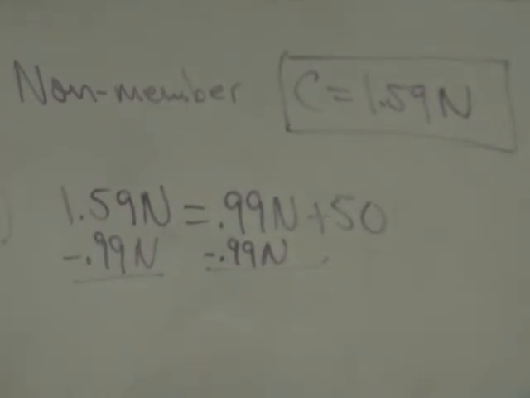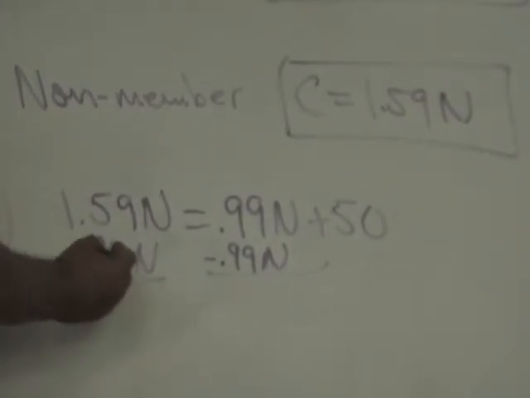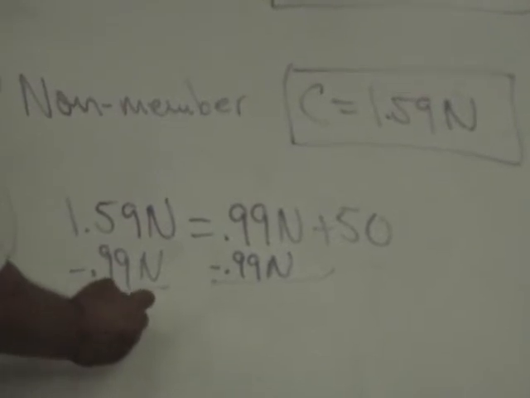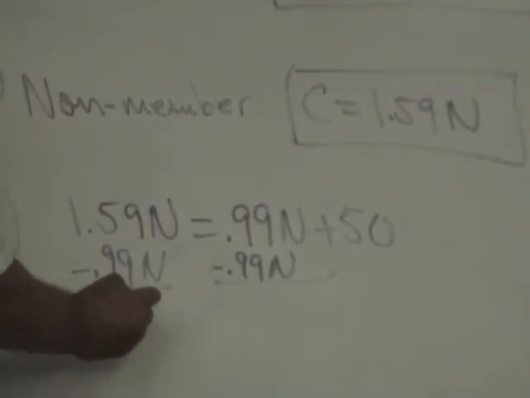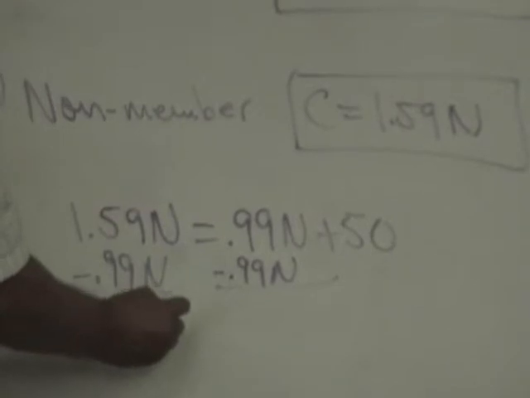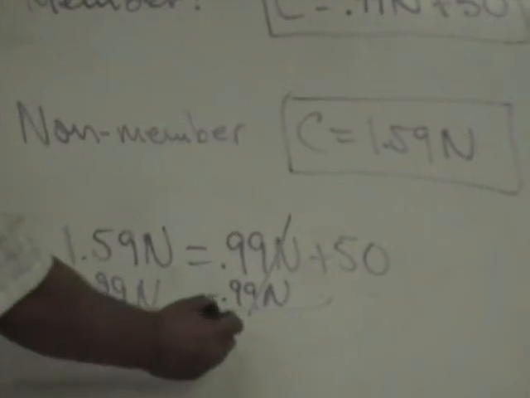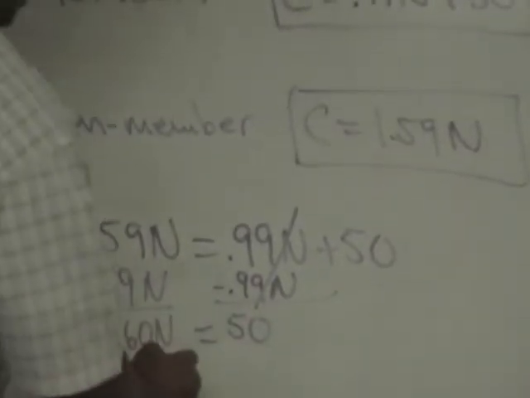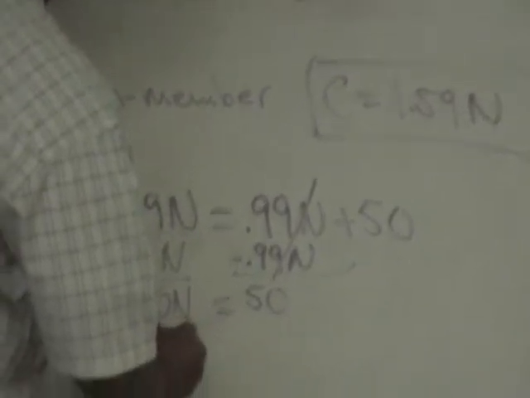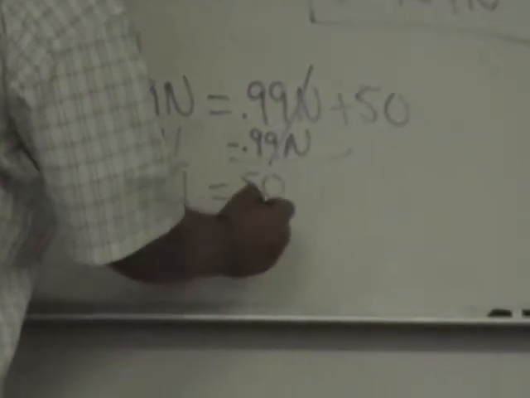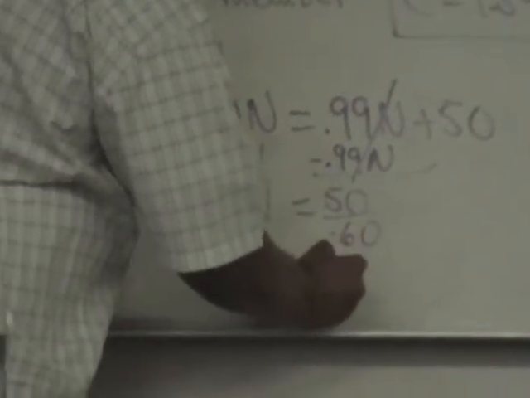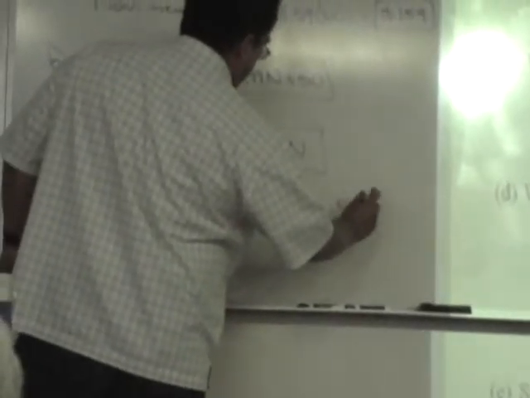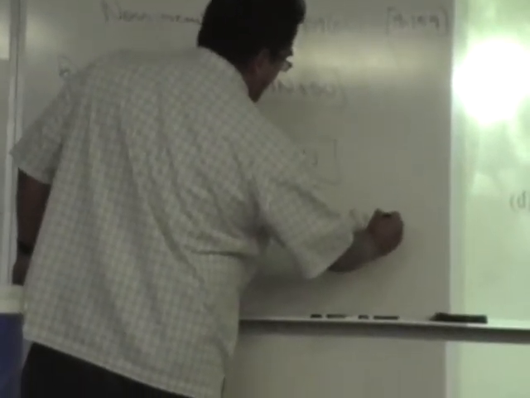What is 1.59 minus 0.99? 0.60. Okay, 0.60n or 0.6n. Here the 0.99n's cancel out, equals 50. How do I solve for n? You divide by 0.60 or 0.6, however you wrote it. Punch it in your calculator, and you get n equals 83.33. So you can round to a decimal or two.